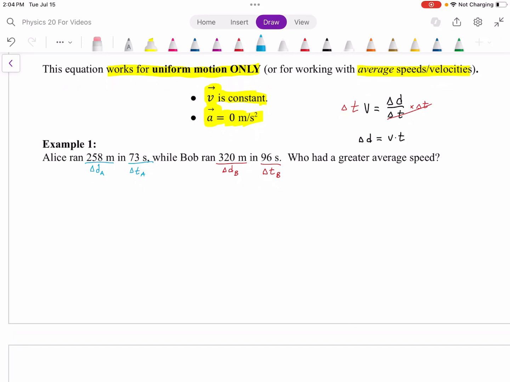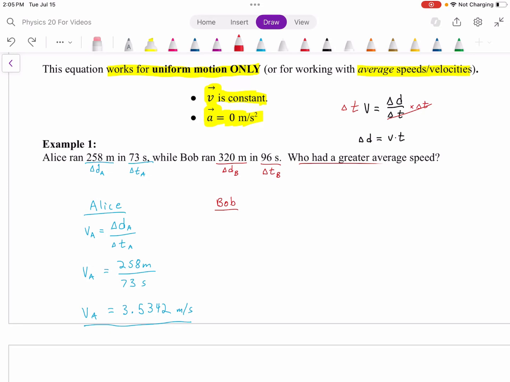So let's go ahead and calculate Alice's average speed and Bob's average speed, and we can compare to see who was faster. So for Alice, her speed is going to be her distance divided by her time. So Alice's speed is Alice's distance, 258 meters, divided by the time it took her to go that distance, which was 73 seconds. And so we get that Alice's average speed was 3.5342 meters per second. I'm going to save that unrounded answer just for comparison purposes. And honestly, here our final answer is just going to be who was faster, so sig digs aren't as big of a concern here. Our final answer isn't the number itself.